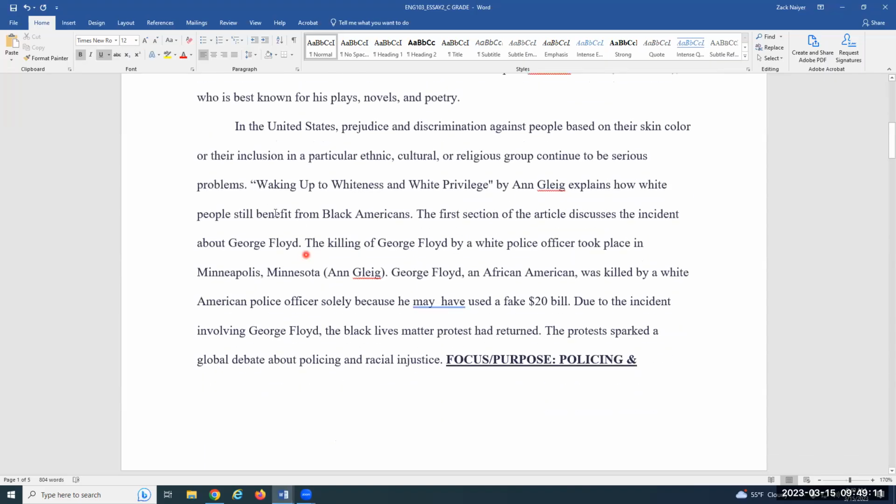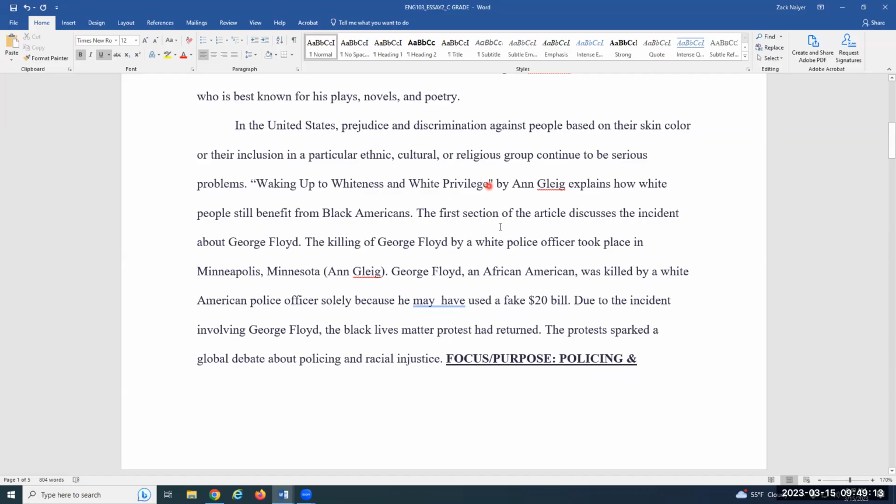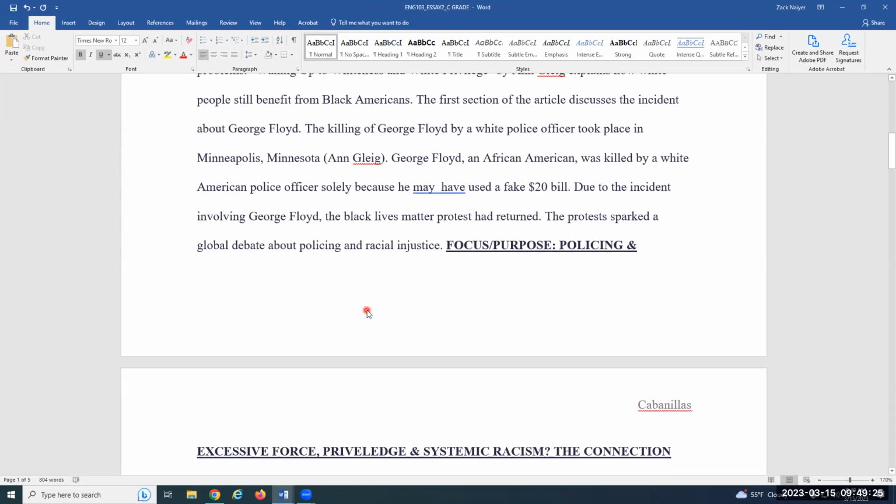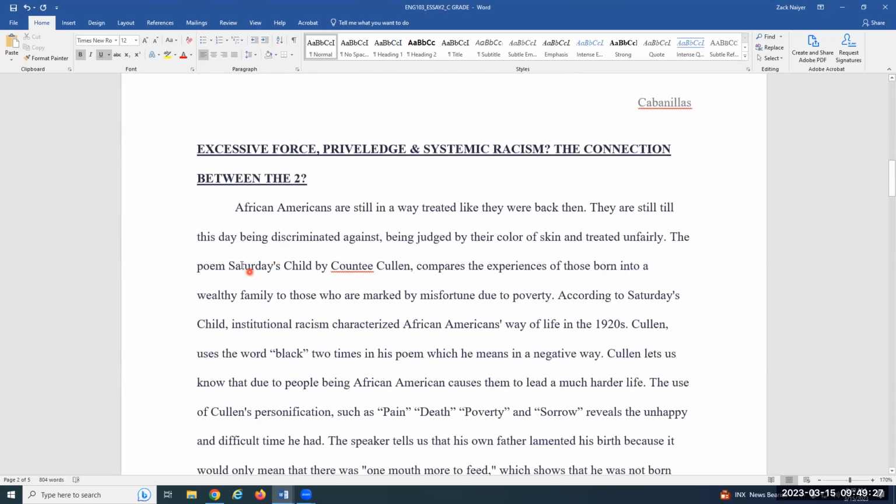I'm still looking at citation. Okay, so the poem is in quotes. Like here in the parenthetical, you just want to put Gleg. You don't put the first name, just the last name. Okay, "Saturday's Child" should be in quotes.